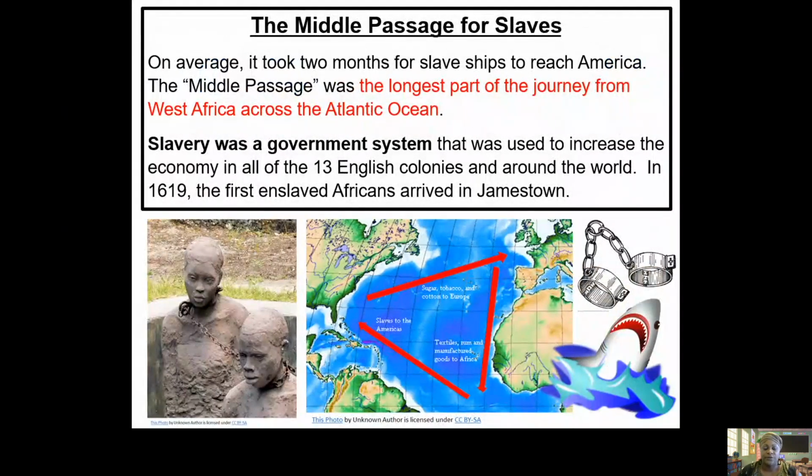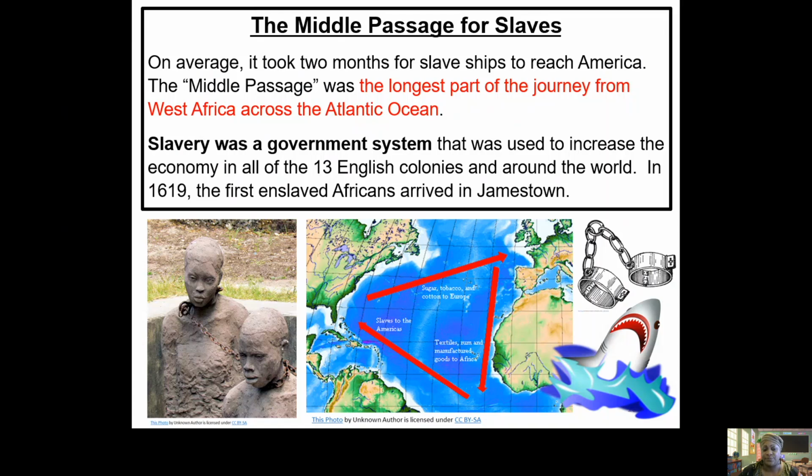Okay. During the forced trip from Africa to America, you have what is called the Middle Passage. The Middle Passage was the longest part of the journey from West Africa going across the Atlantic Ocean. Typically, it would take about 2 months for slave ships to reach America.